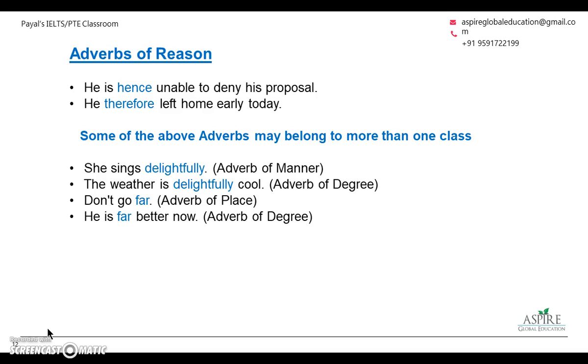Don't go far. So where should I not go? Don't go far. So it is an adverb of place. He's far better now. To what extent is he better now? Far better now. So here it is an adverb of degree. So for the same word, as we discussed before, when the usage of the word in the sentence changes, the part of speech changes.